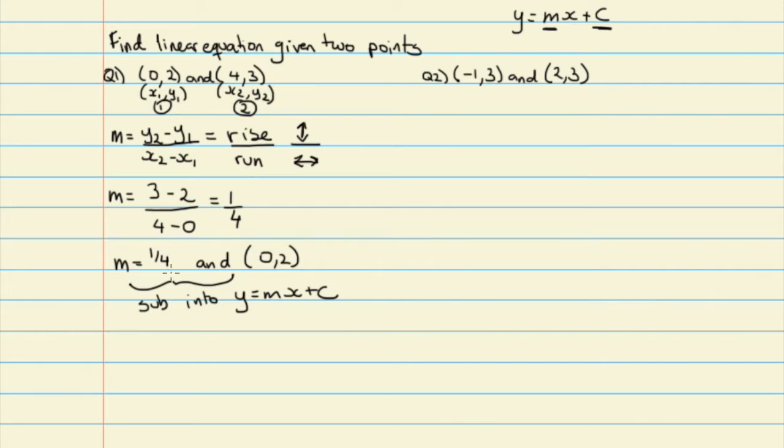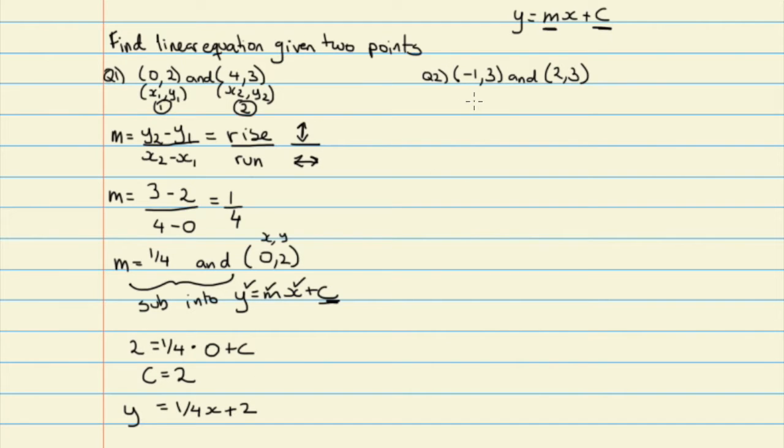I'm substituting m, which I know, a value for x of 0 and a value for y, which is 2. So the only unknown is c. When I substitute back into my equation, I get 2 equals 1/4 times 0 plus c. So you can see that c is 2. My equation then becomes y equals 1/4 x plus 2.